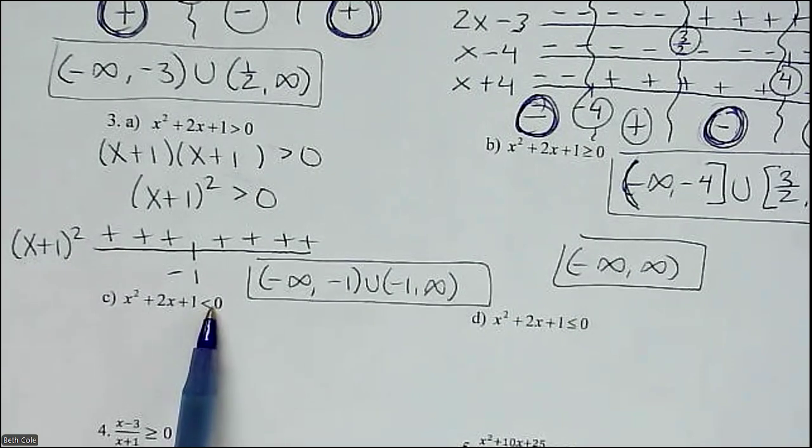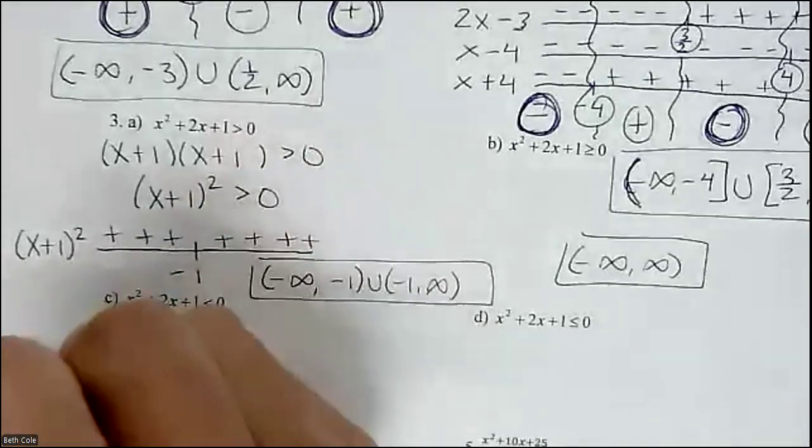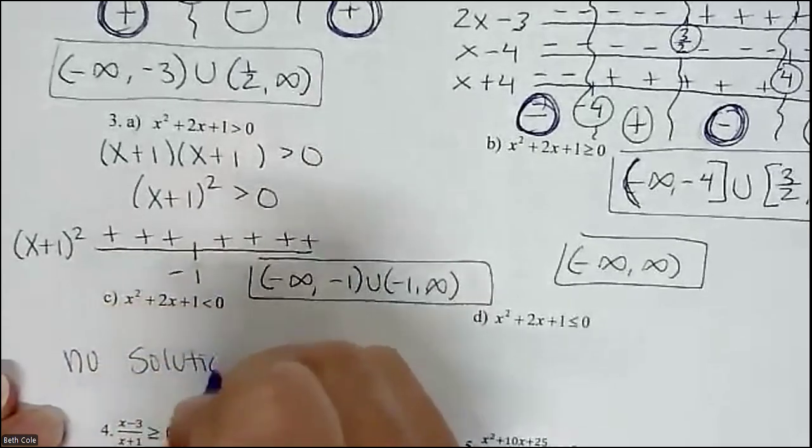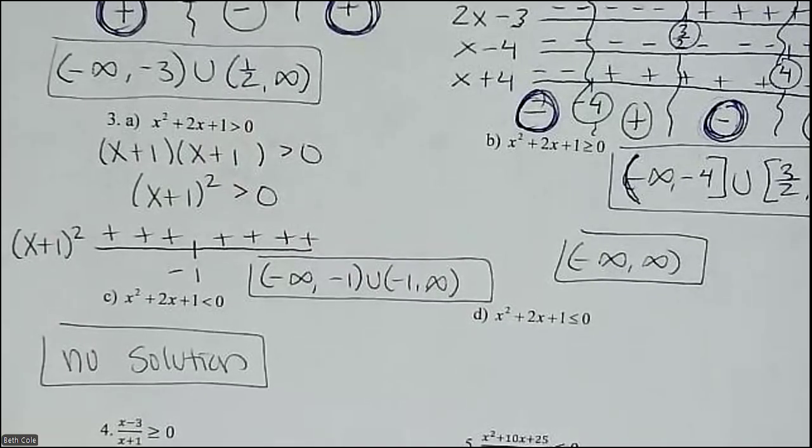This one says less than 0. That would be negative. Is this negative anywhere? No, so no solution. That's a party that no one's at. That's an empty room. Not even the host is there.